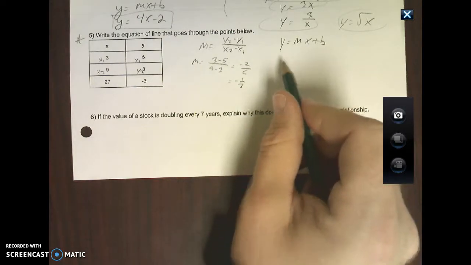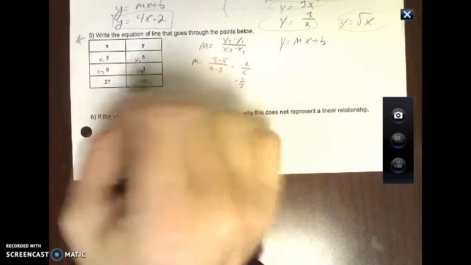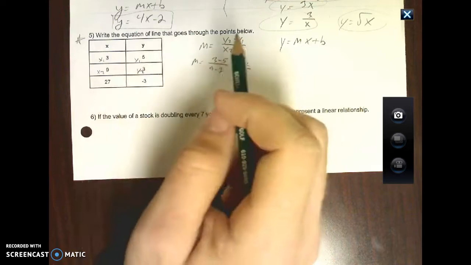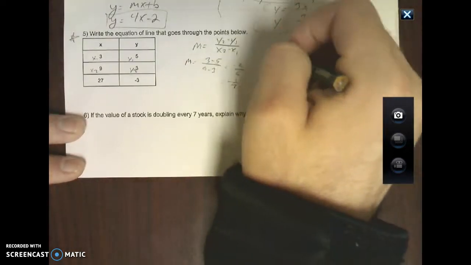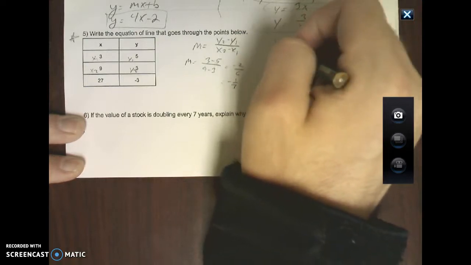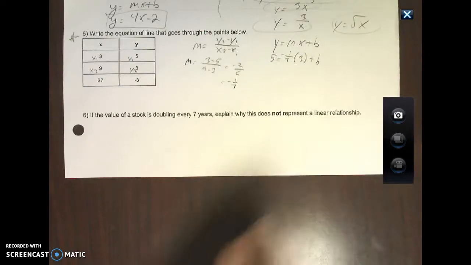Okay, for m. But I need an x and a y. Well, luckily I have 3 points. And again, I'm always going to try to pick the smallest and easiest to work with numbers. So 3 and 5 I'll plug in. Plug a 5 in for y, -1/3 in for m, 3 in for x, plus b. -1/3 times 3.